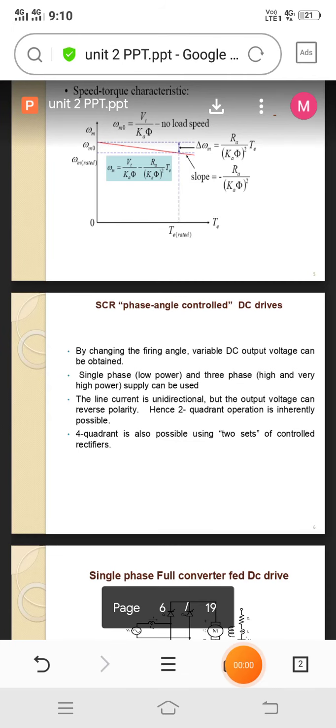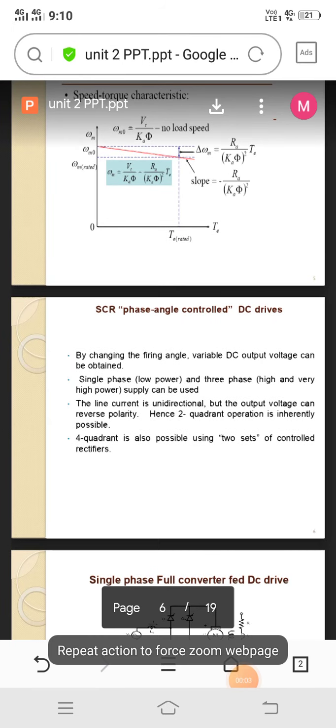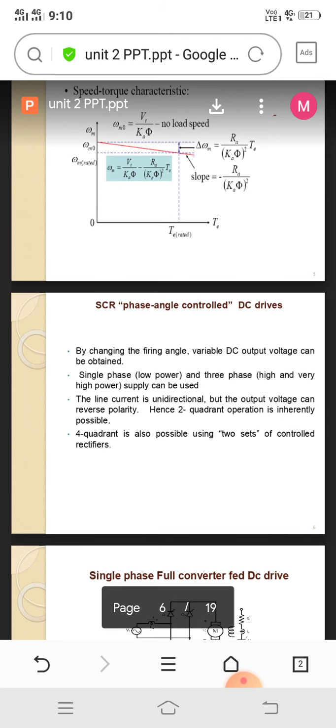Okay, good morning, students. Today the topic is SCR phase angle control DC drives. SCR phase angle control DC drives are used in various solid state drive systems. This is one kind of advanced switch. Already I said SCR is one kind of advanced switch. Advanced switches were discussed in earlier classes. Three switches are there: SCR, MOSFET, IGBT.